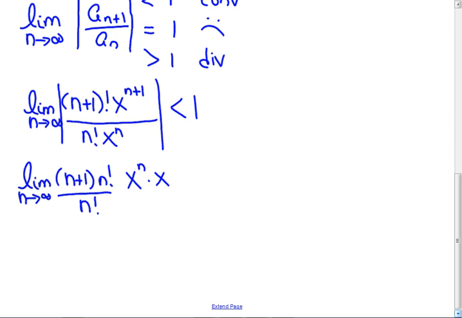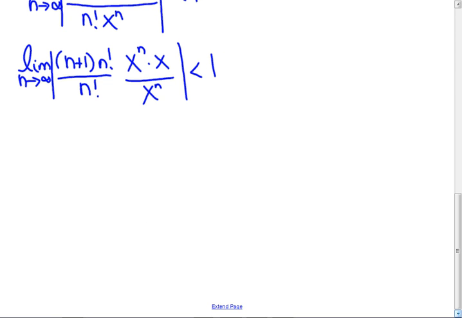Is that okay? If it's not okay, you have to tell me. We did this before. N plus 1 factorial is n plus 1 times n factorial over x to the n. Is that okay? I just rewrote it. Now, can things cancel? What cancels? N factorial cancels.